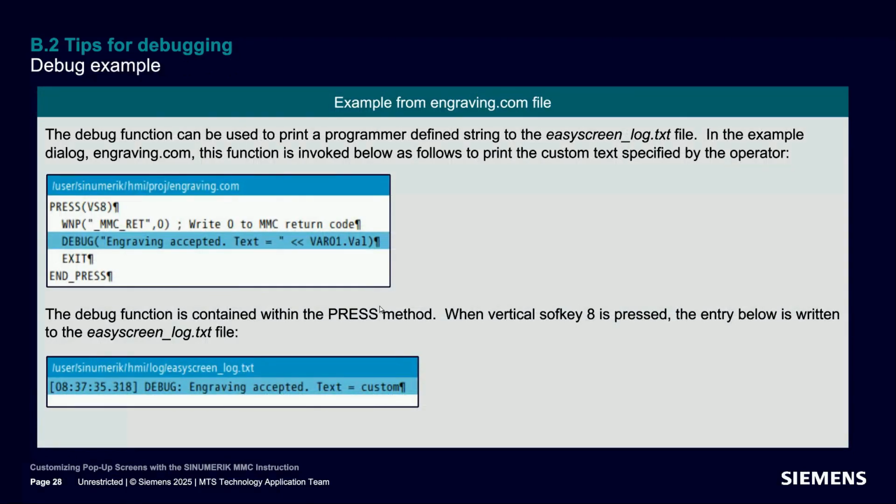In this case, what I wanted to do is create an entry in my EasyScreen log that indicated that the engraving was accepted and what the text was that was going to be engraved. I added that to the press method, and then after I put this in and ran the code, you can see in my EasyScreen log.txt file that a line was appended indicating that the engraving was accepted and the text was equal to that variable that we specified on the screen.